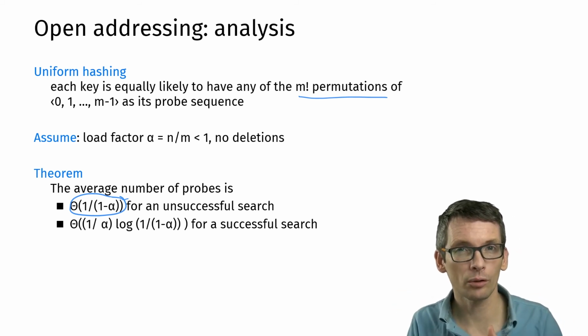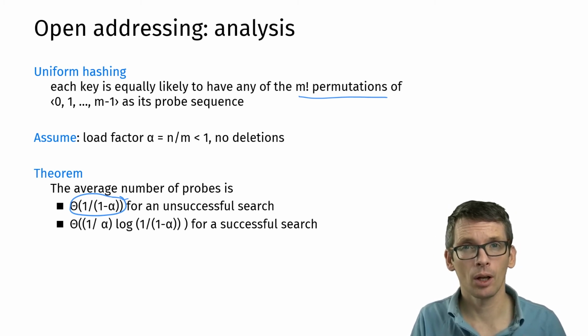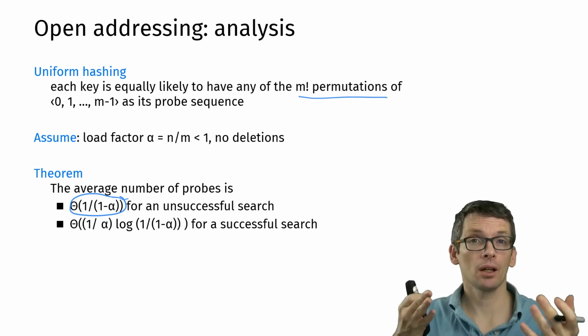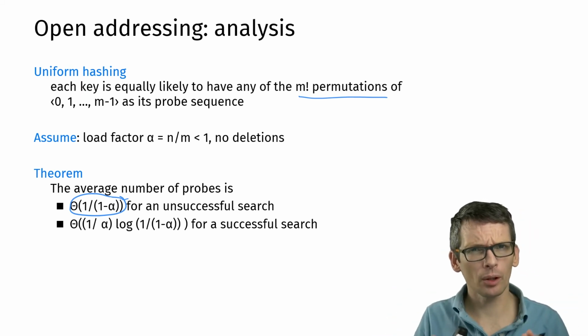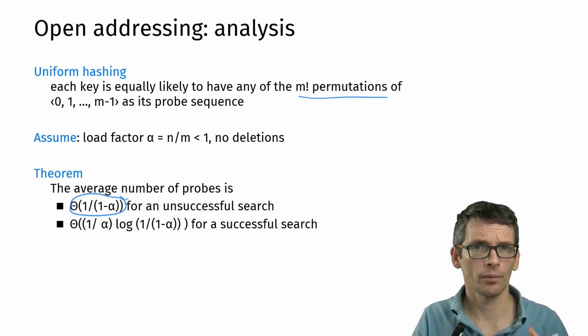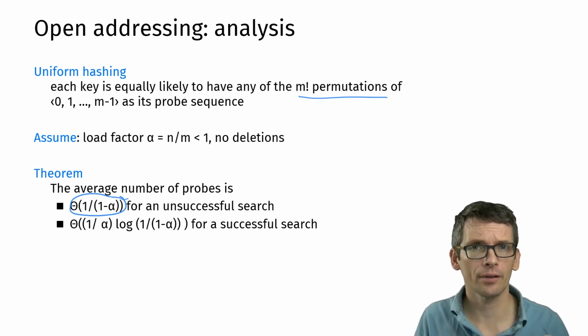The closer the load factor is to 1, the closer 1 minus the load factor is to 0. So then 1 divided by that can be very large. So we will want to make sure that the load factor is a constant bounded away from 1. So for instance 1/2 or 3/4. All of that is fine.